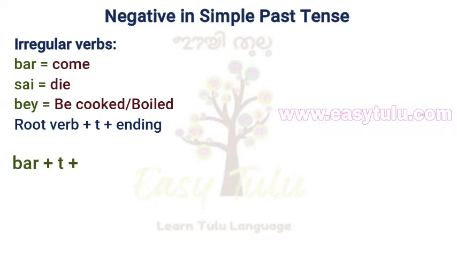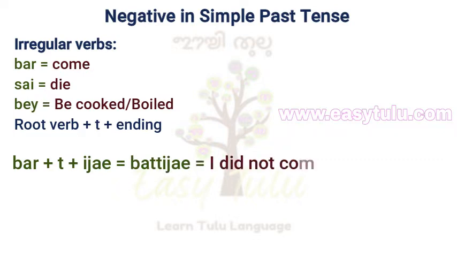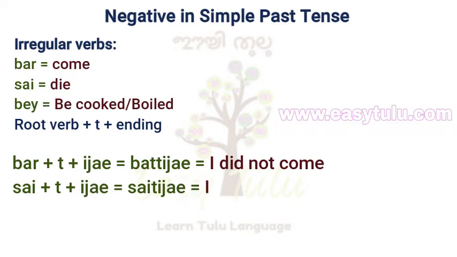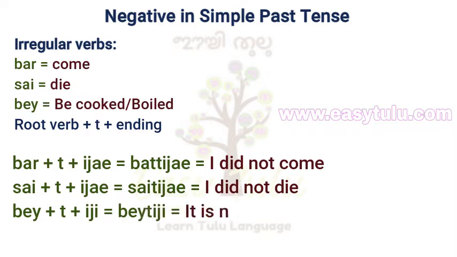Varu plus tu plus ija, vattija means I did not come. Sai plus tu plus ija, saitija means I did not die. Vei plus tu plus iji, veitiji means it is not cooked.